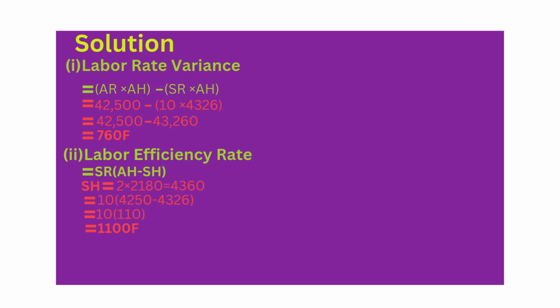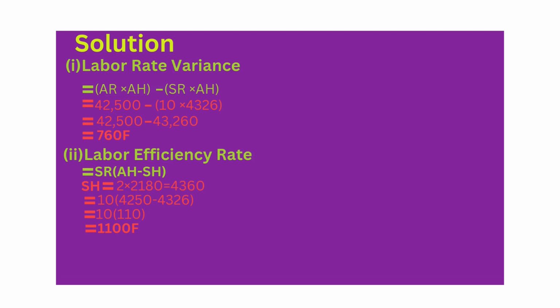Let's go to our second one, which is material usage variance. Material usage variance is given by standard price multiplied by actual quantity minus standard quantity. In this one, the actual cost is 42,500 shillings, which is less than the standard cost, so it's favorable. We don't have the standard quantity yet.